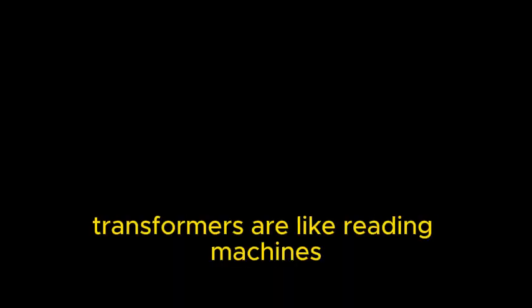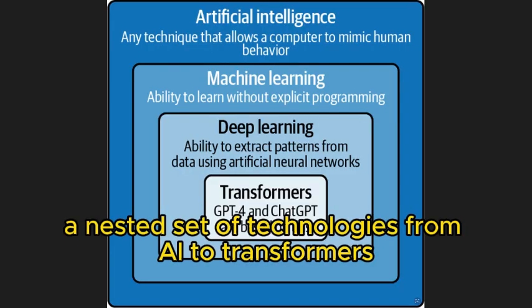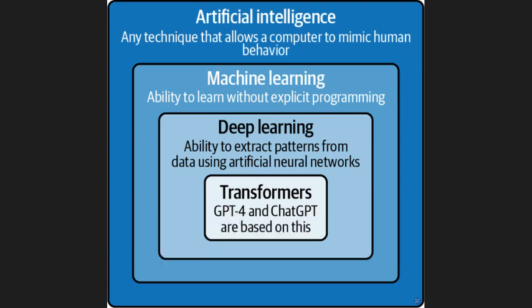Transformers are like reading machines. They pay attention to different parts of a sentence or block of text to understand its context and produce a coherent response. They can also understand the order of words in a sentence and their context. This makes them highly effective at tasks such as language translation, question answering, and text generation. Figure 1:1 illustrates the relationships among these terms. Figure 1:1. A nested set of technologies from AI to transformers.